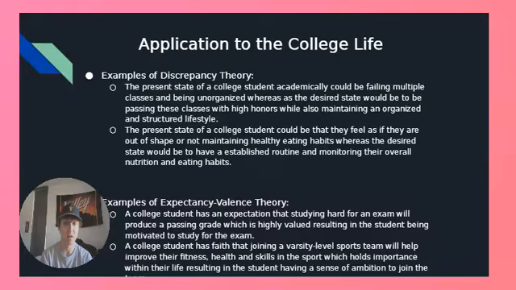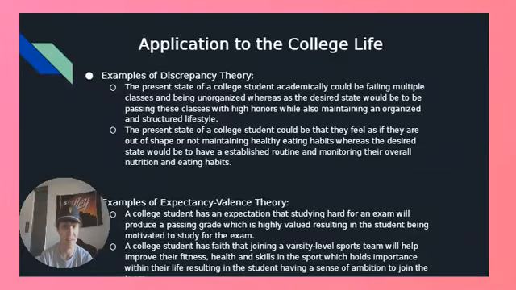Some examples within college life, or being a college student. First, for discrepancy theory, the present state of a college student academically could be failing multiple classes and being unorganized, whereas the desired state would be to be passing all of these classes, maybe even with honors or high honors, while also maintaining an organized and structured lifestyle. Another example is that the present state of a college student could be that they feel out of shape or are not maintaining healthy eating habits, whereas the desired state would be to have an established routine, monitoring their overall nutrition and eating habits, maybe even going to the gym, etc.